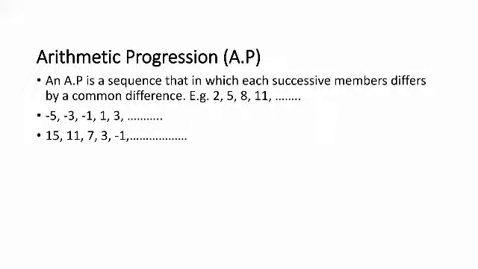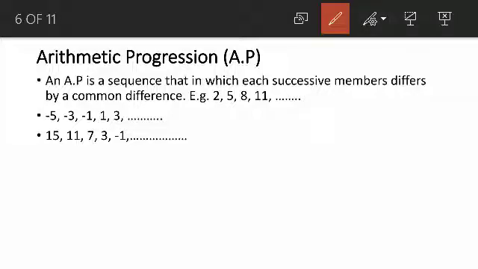Everyone, in this video we are going to be looking at arithmetic progression as an example of sequence and series. Now we see from the definition that an AP, the short form of arithmetic progression, is a sequence in which each successive member differs by a common difference. That means each member of an arithmetic progression differs by a common difference. Okay, so we see certain examples here.